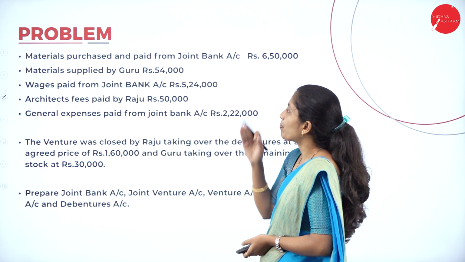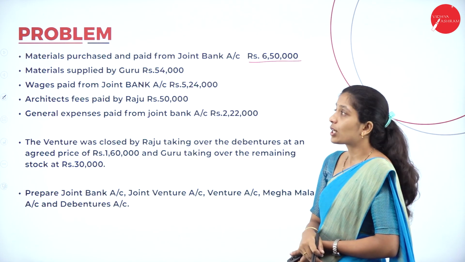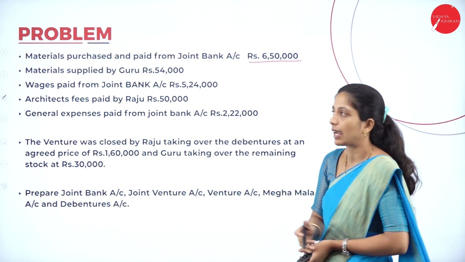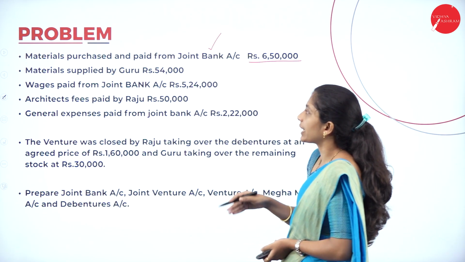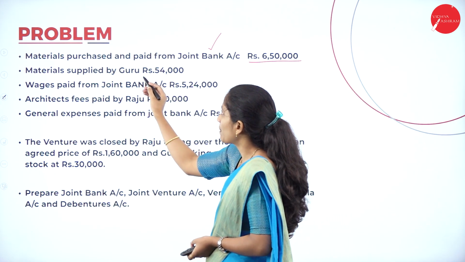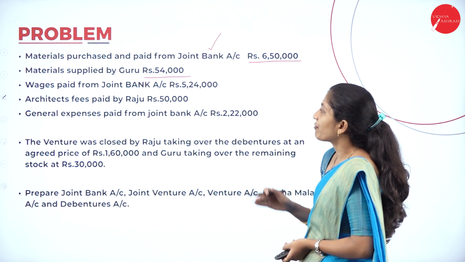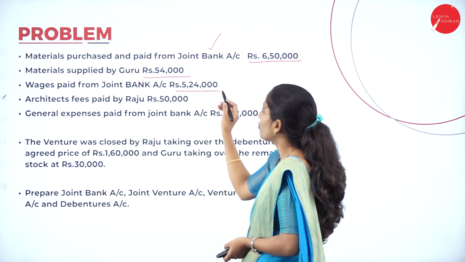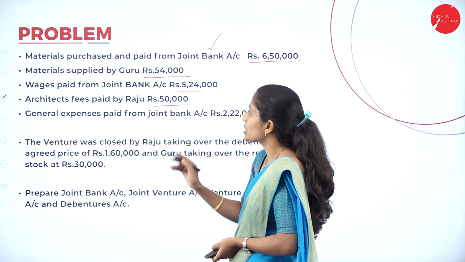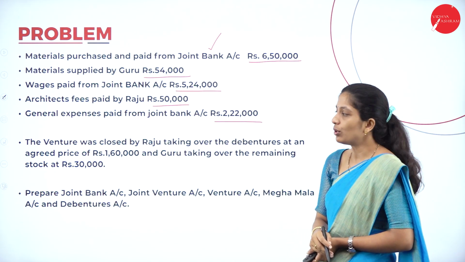Material purchased and paid from joint bank account, 6,50,000. So they have paid from joint bank account. Next, material supplied by Guru, 54,000. Wages paid from joint bank account, how much? 5,24,000. Architect fee paid by Raju, 50,000. General expenses paid from joint bank account, 2,22,000.